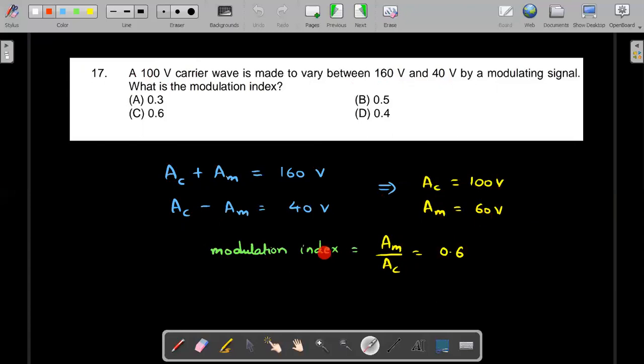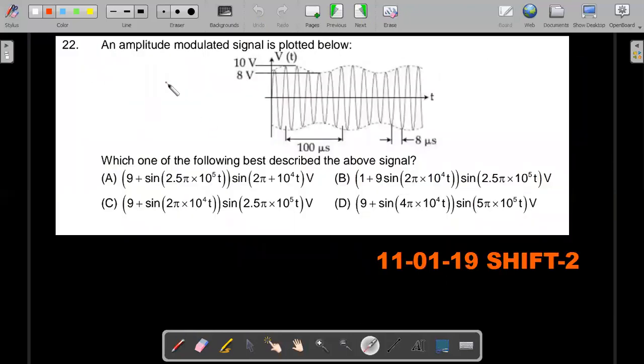And modulation index M is always the ratio of amplitude of the modulating signal, that is message signal, divided by carrier wave signal, which is 0.6 in this question. So it's a simple question that you can solve. Okay, next one, another shift.